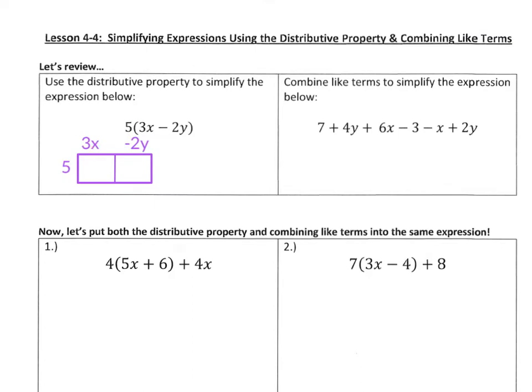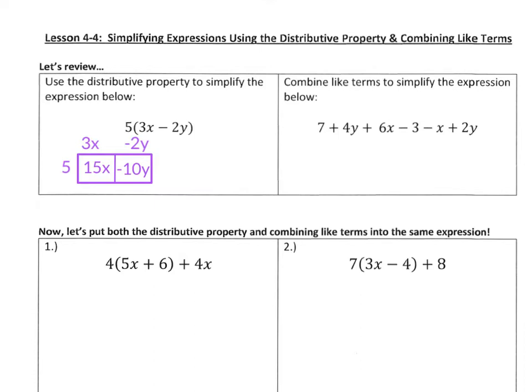So 5 times 3 gives me the 15, and since it was a 3x, we're going to put the x with our answer because it's being multiplied by the 5 times 3. Then to fill in the other box, I have the 5 on the side times negative 2y. 5 times negative 2 is negative 10, and then again we have the y, so that goes with our answer.